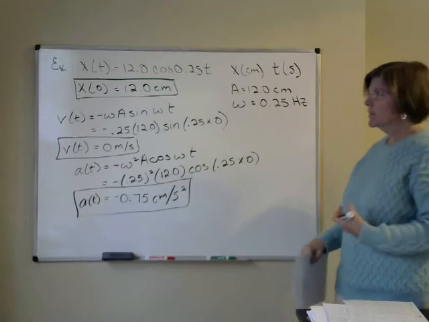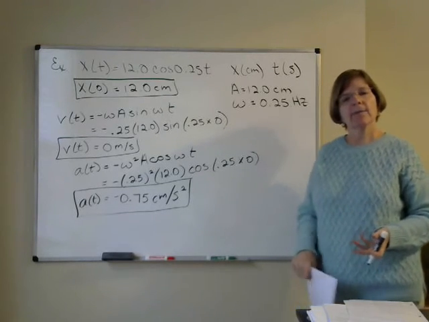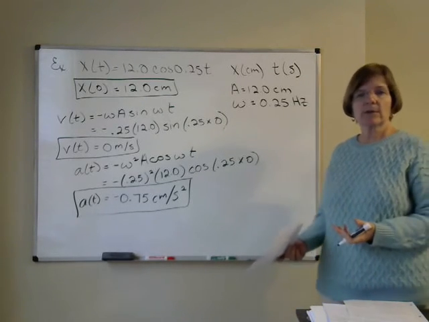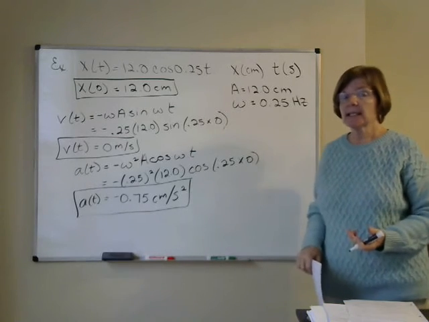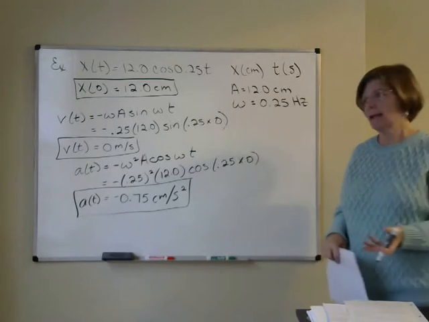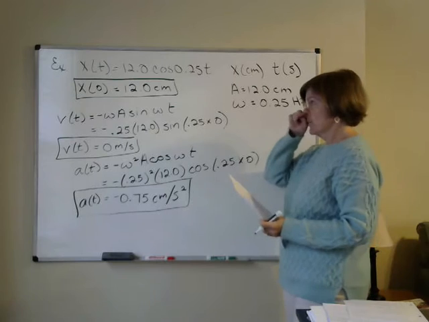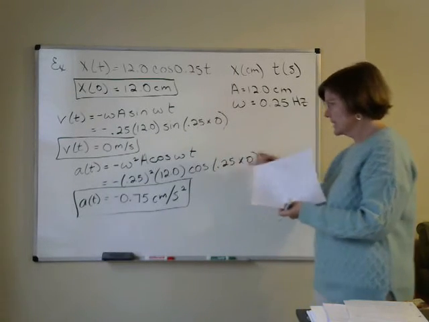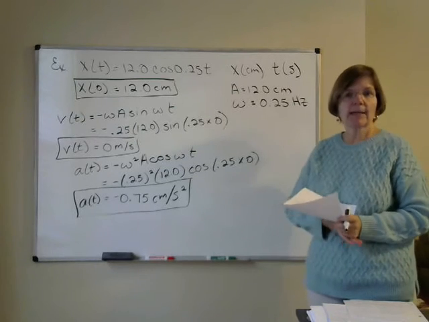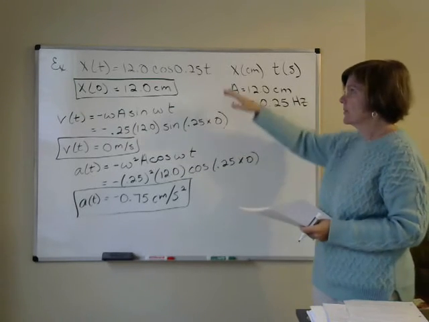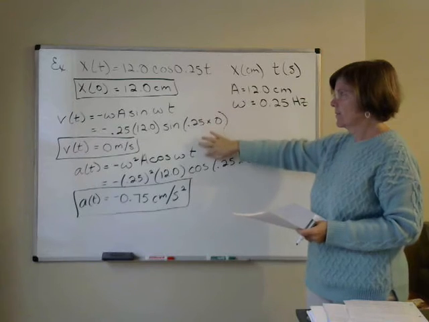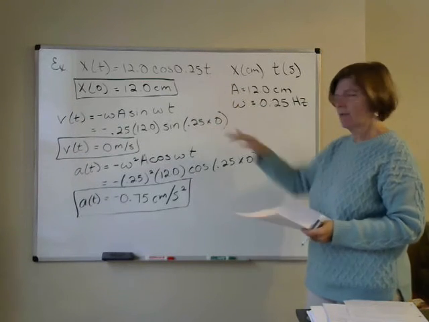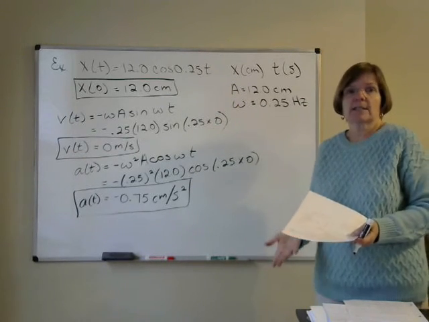So we have equations that describe it at any time. They ask us to find it at t equals 0. We could have just as easily plugged in t equal 10. We'd have had some more work because we'd have had to figure out what sine of 2.5 is or cosine of however many radians. But these equations will give you position, velocity, and acceleration for any time, not just t equals 0.